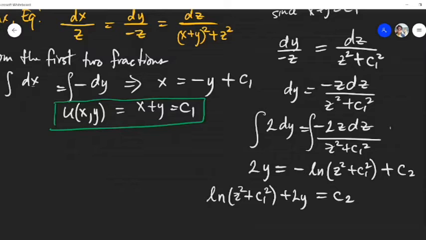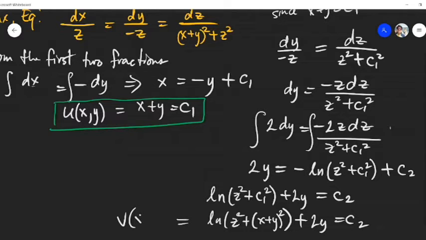We still have c sub 1. And by the way, c sub 1 is just equal to x plus y. So we have ln of z squared plus the quantity x plus y, plus 2y is equal to your second arbitrary constant. And this is equal to v of x, y, z. And this is our second solution.